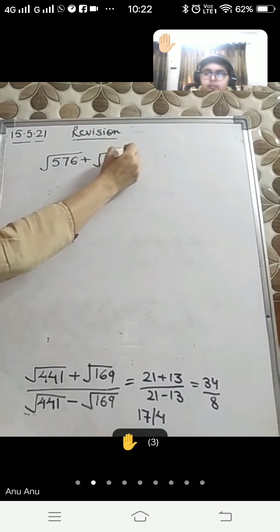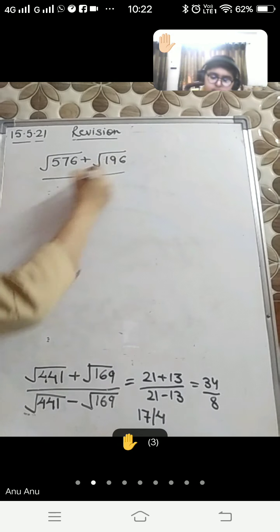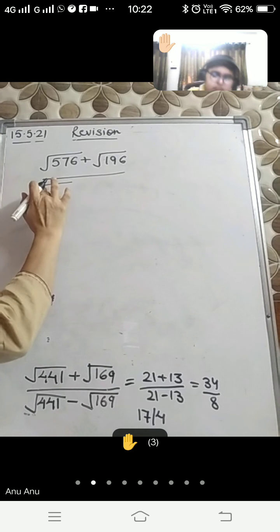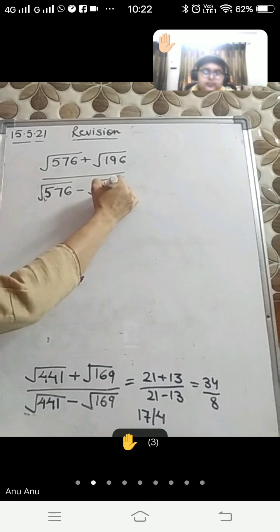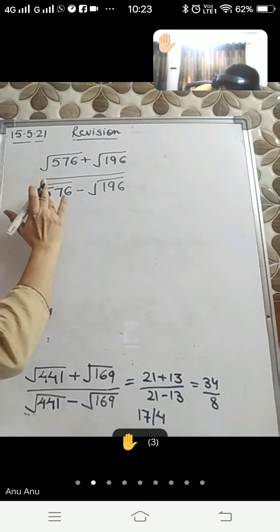576 plus 196. 576 minus 196. Solve this.